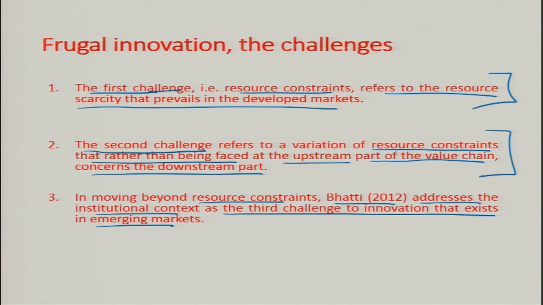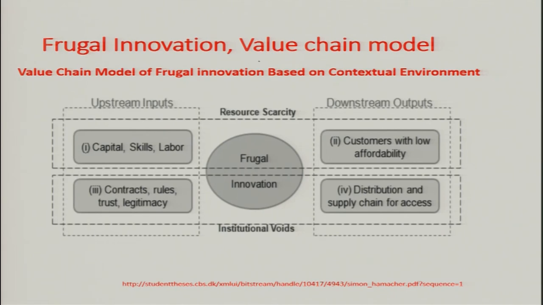So, there are certain big players that can come into the picture and may intervene if some small entrepreneur comes up with a new idea. We can say the big fish will eat the smaller fish. So, those are the challenges in frugal innovation. Now, the frugal innovation value chain model.